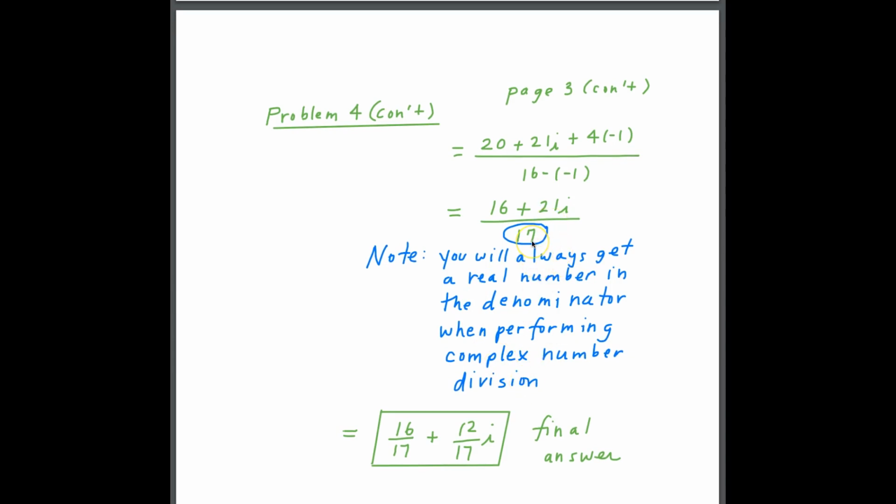Now, what you might see is this written in a slightly different way. I would write 16 over 17 plus 21 over 17 i. This would be the way you'd see it if we wanted to find out what the a is and what the b is, to write it in the a plus bi form, the standard form.